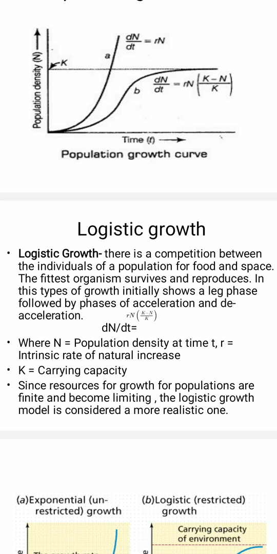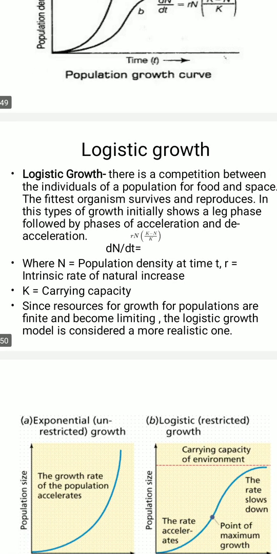Since the resources for the growth of populations are finite, that is, a very limited amount of resources are available, there will be a competition also. The logistic growth model is therefore considered as a more realistic one than exponential growth. Exponential growth is considered just for understanding, without any other organism competing for the same food resource. Here the most realistic one is the logistic growth pattern.